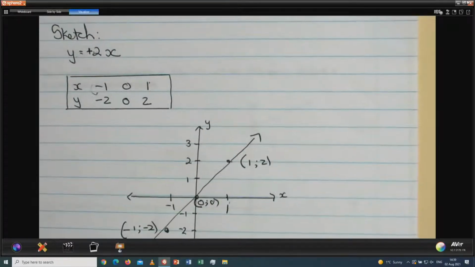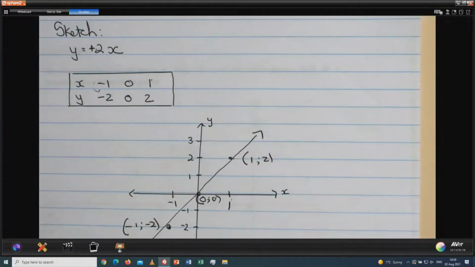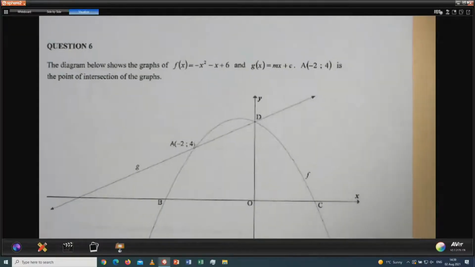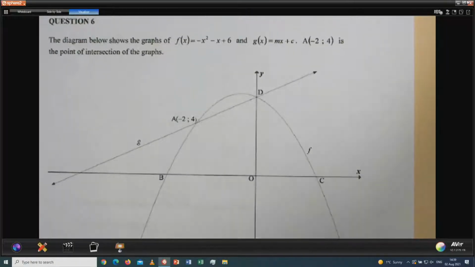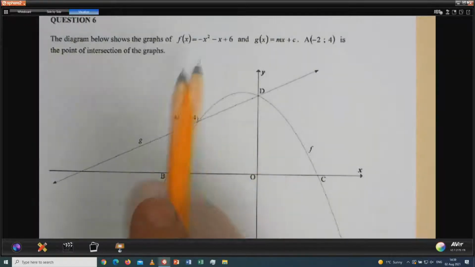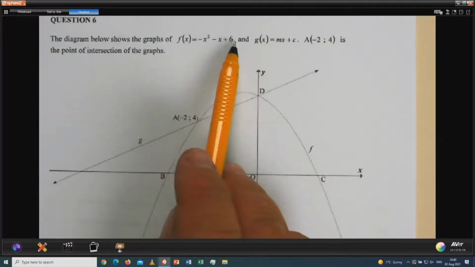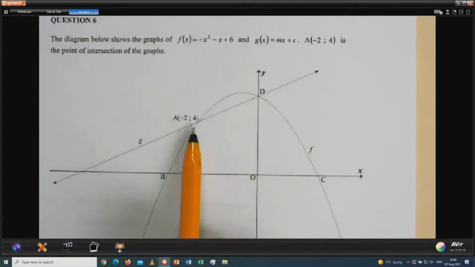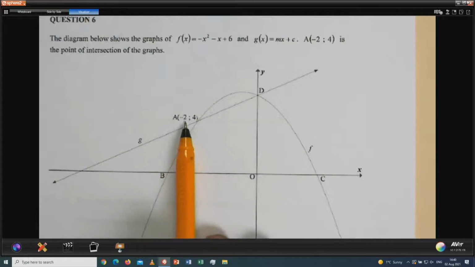And if, in this case, it's m but no c, I'm going to make use of the table method. Right. Now with that theory, we can focus on the past paper questions. In this case, the diagram below shows the graphs of f(x) = -x² - x + 6, and g(x) is the straight line given by the formula mx + c. The coordinates of A, the point of intersection of the parabola and the straight line, are (-2, 4).